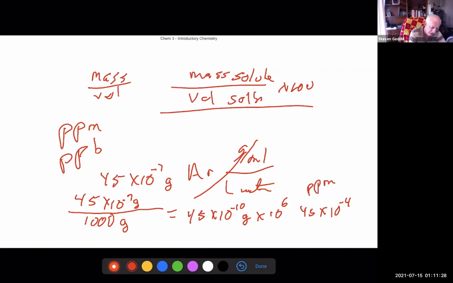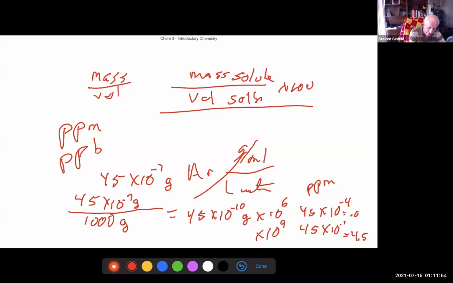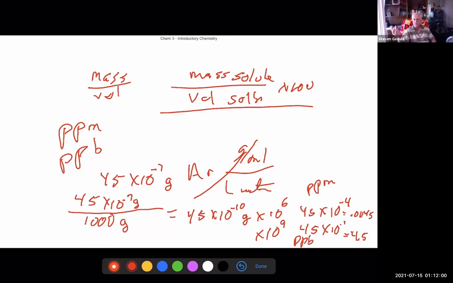If you want parts per billion, you take that same number times 10 to the 9th. So the billion is 10 to the 9th, million is 10 to the 6th. So this becomes 45 times 10 to the negative 4, which is 4.5. So this expresses as 4.5. This one was 1.2, this is 0.0045. Okay? It's just a way of expressing it. You times a billion to it, how many parts you have per billion particles. So it's 4.5 parts per billion, or 0.0045 parts per million. It's just an easy way to handle very, very small numbers.